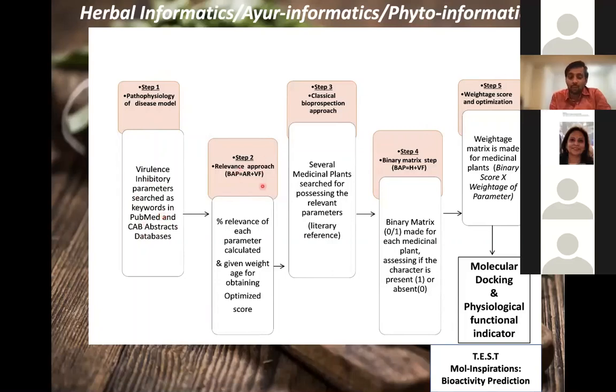Then we have step 2, that is the bioactivity parameter. And you can see here I put AR plus VF, that is anti-rheumatic agents plus virulence factor inhibition. I'll go to PubMed, because PubMed is the standard engine we use for scientific literature. Virulence factor inhibition is the disease factor inhibition, which we inhibit to achieve the drug target.